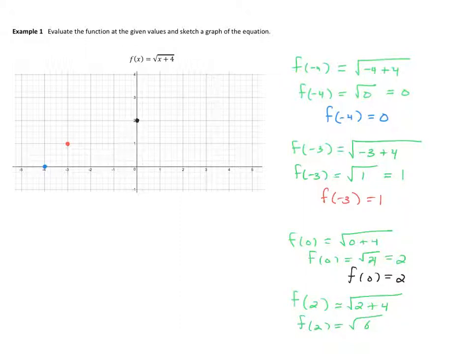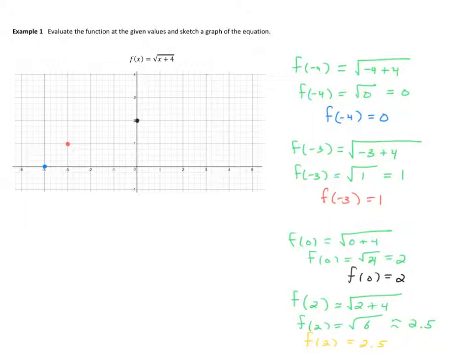Let's see. If I type the square root of 6 into my calculator, I get a decimal that goes on forever. I think I have to estimate this. This is roughly, maybe 2.5. I'll leave it at that. So this is an approximation. So here I have that f of 2 is roughly 2.5.